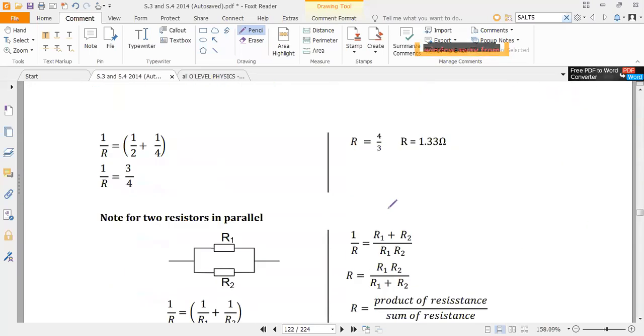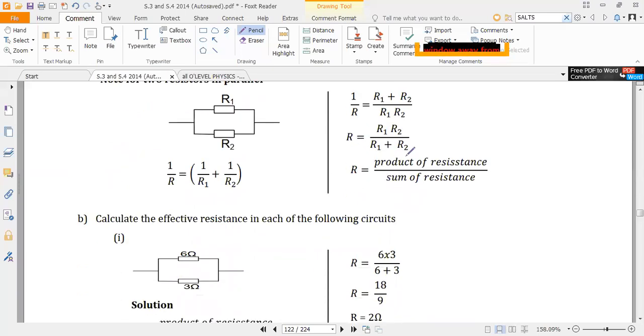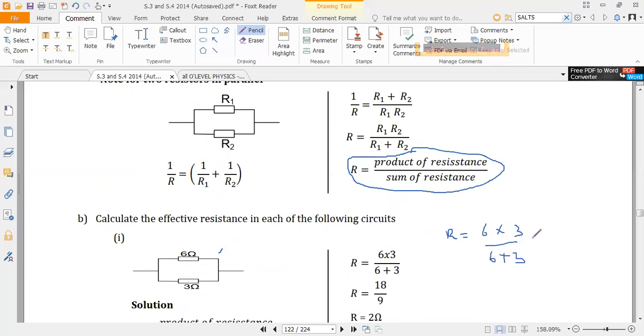We look at another example here. This one, we said for two resistors, this is the formula, so you can still use product over sum. The effective resistance here is the product, 6 times 3, divided by the sum, which is 6 plus 3. 6 times 3 is 18, 6 plus 3 is 9, and you end up having your answer as 2 ohms.